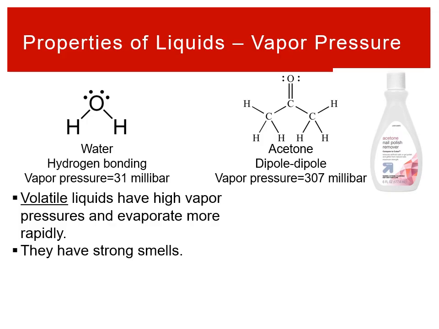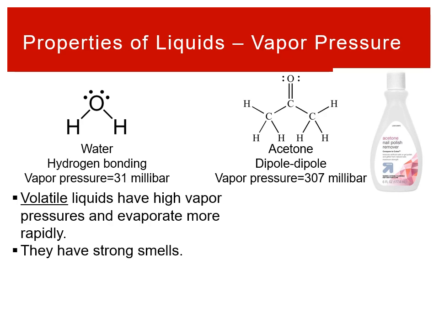And what this idea of vapor pressure leads to is the idea of volatility. Volatile liquids have really high vapor pressures. What that means is that it's really easy for molecules to escape into the vapor phase, and they evaporate more quickly. So that's what volatile means. Acetone, nail polish remover, is a pretty volatile liquid, and what that means is that it has a really strong smell.